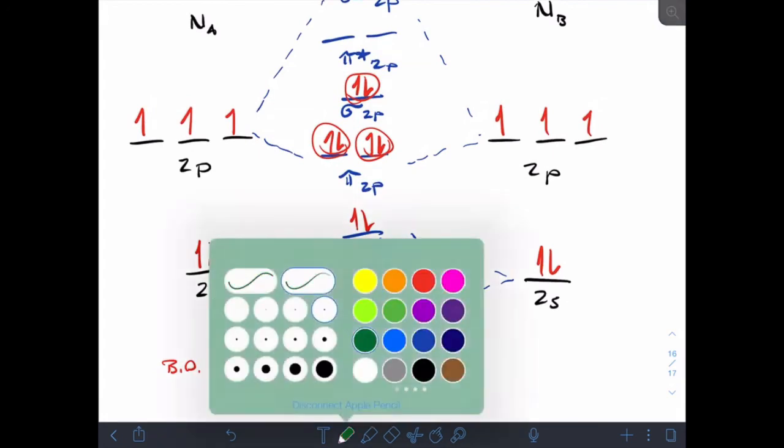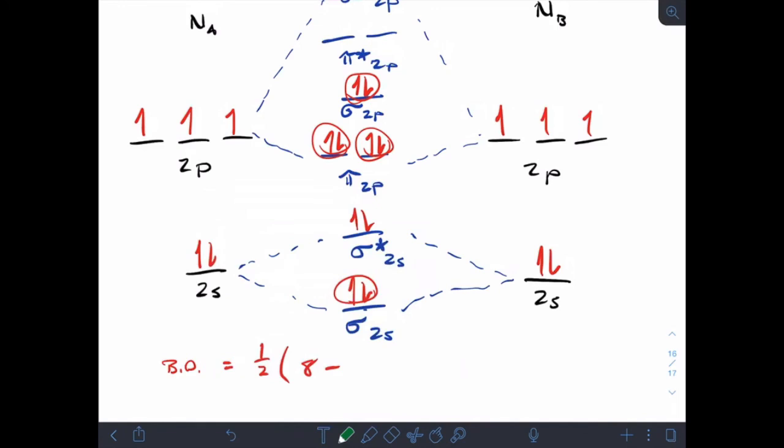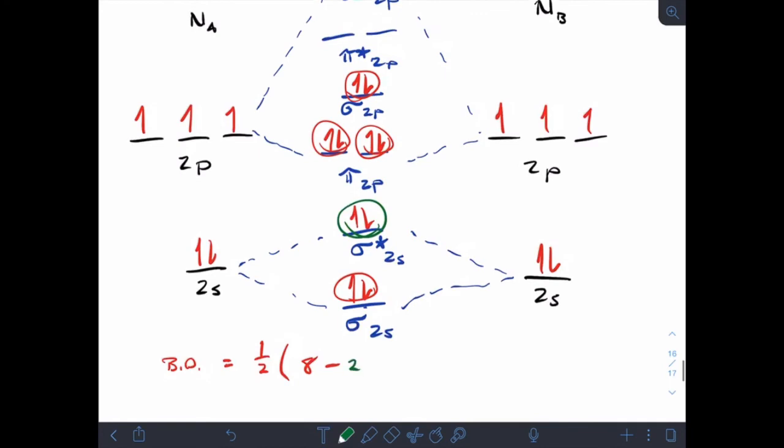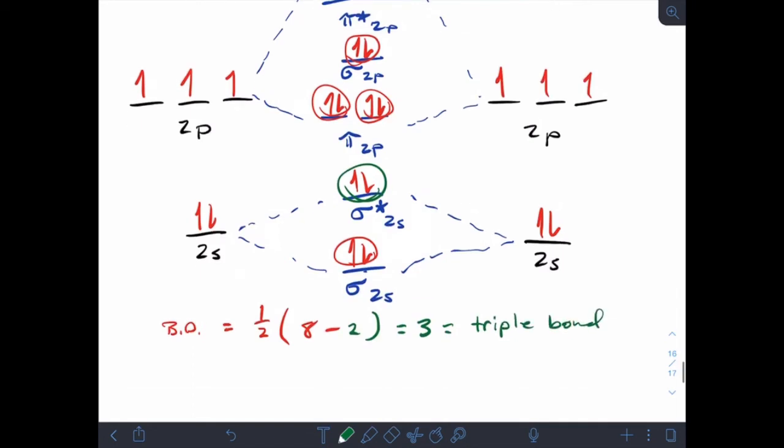And then I'm going to change up the color just for fun. And then my antibonding is anything with a star. My sigma star 2s is the only antibonding orbital that has electrons in it. So 1/2 of 8 minus 2 equals 3. So guess what? Triple bond, right? And if we draw a Lewis structure for dinitrogen, guess what we get? We get a triple bond.